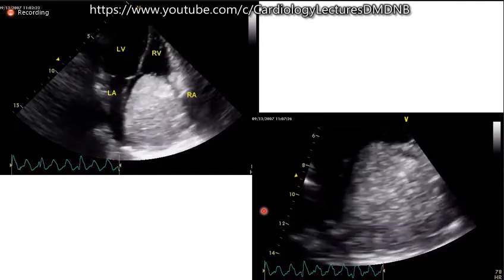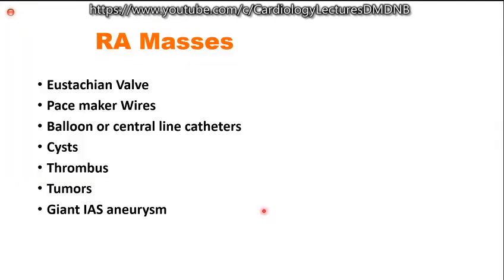Okay, right. We'll go to right atrial masses. Right atrial masses are sometimes normal structures, like a Eustachian valve, or pacemaker leads, balloon or central line catheters, cysts, thrombus, tumors, and giant interatrial septal aneurysm. Somebody mentioned that. Sometimes a giant interatrial septal aneurysm may be mistaken for a mass.